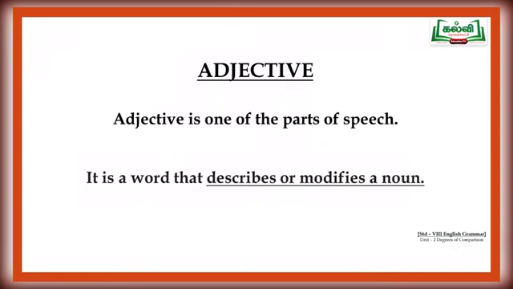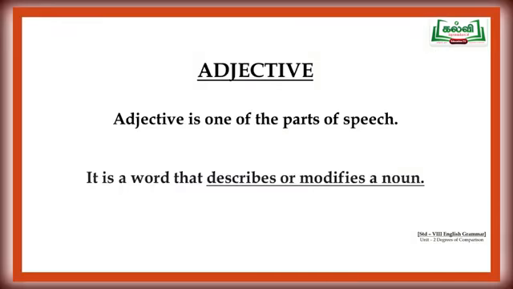Last class, we saw what is meant by adjective. Can you recall that? Can you say what is meant by an adjective? Let me say, adjective is one of the parts of speech. We know 8 parts of speech are there in English. Start with noun, pronoun, adjective, verb, adverb, preposition, interjection and conjunctions. Here, adjective is a word that describes or modifies a noun.